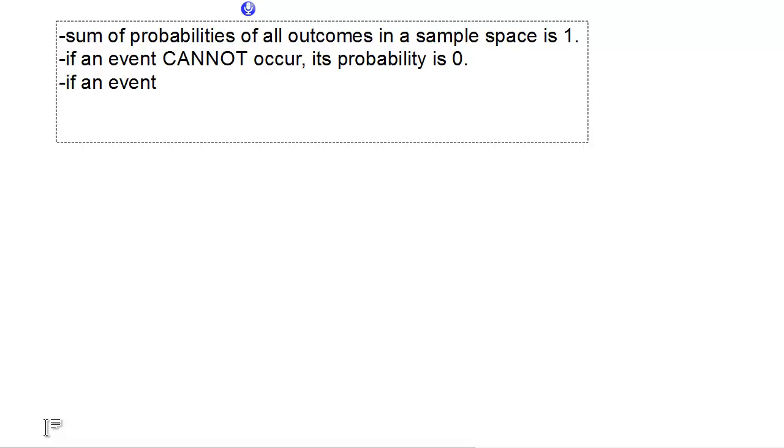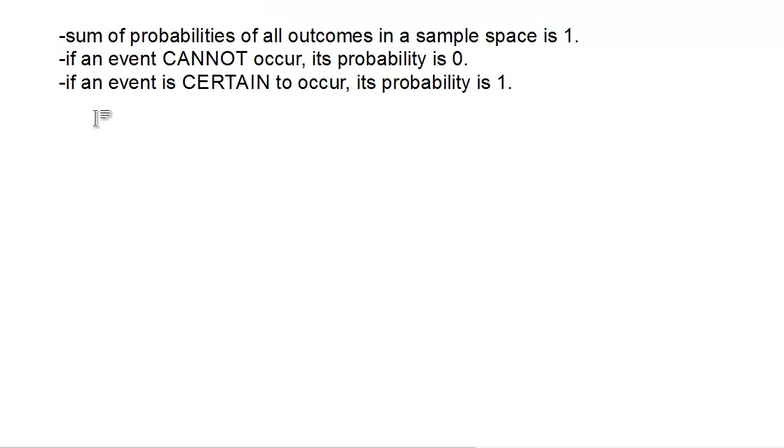If an event is certain to happen, or certain to occur, its probability is 1. Therefore, something must occur, something is going to occur no matter what, then it's going to have a probability of 1. We have very few of them that are probabilities of 1, but it is possible.